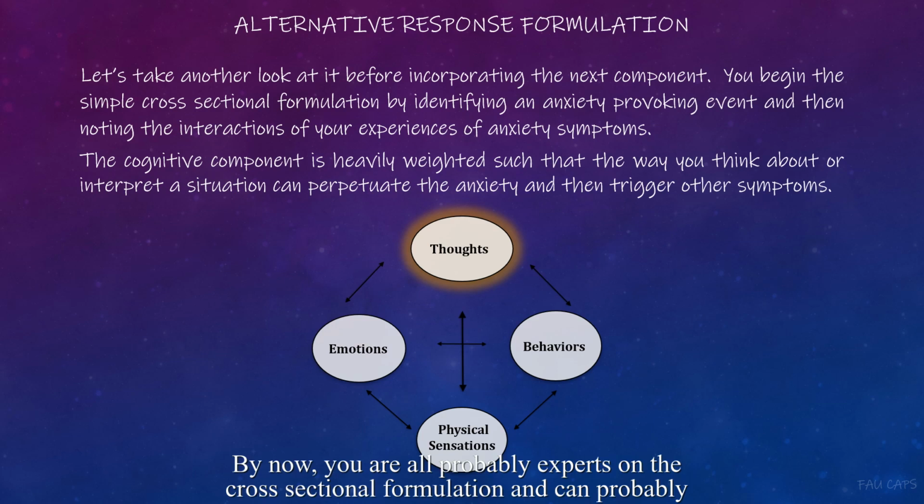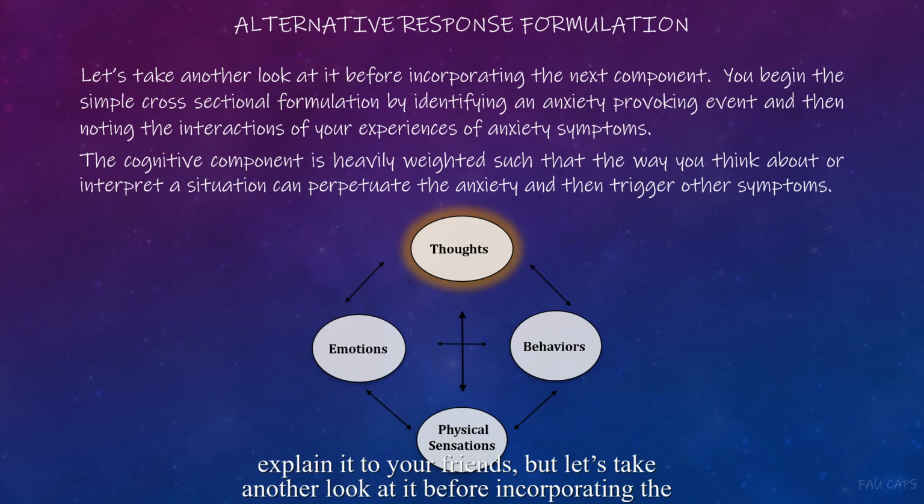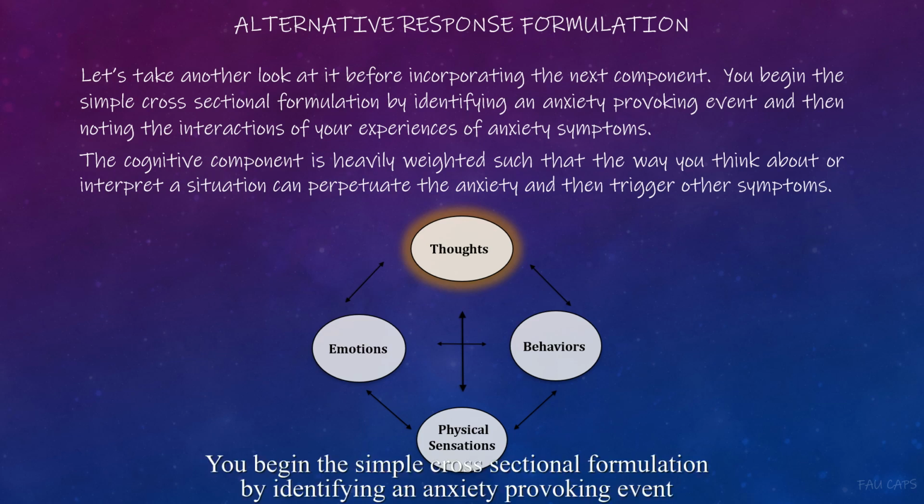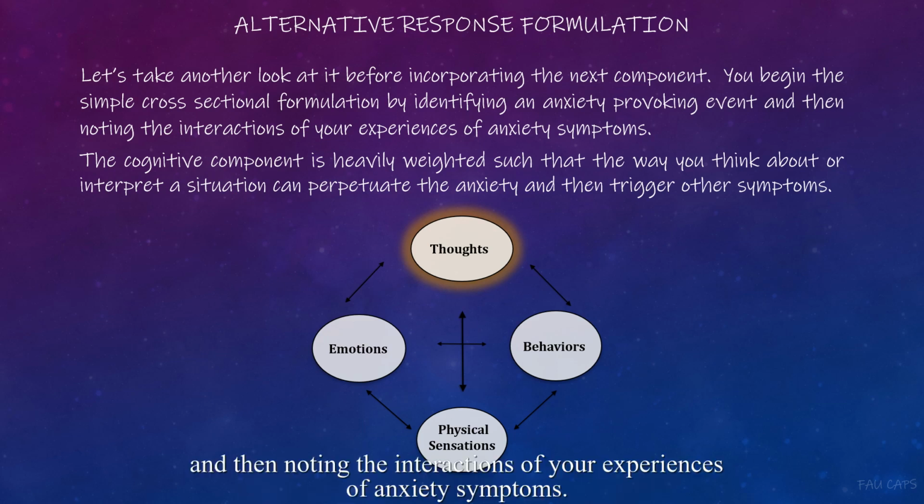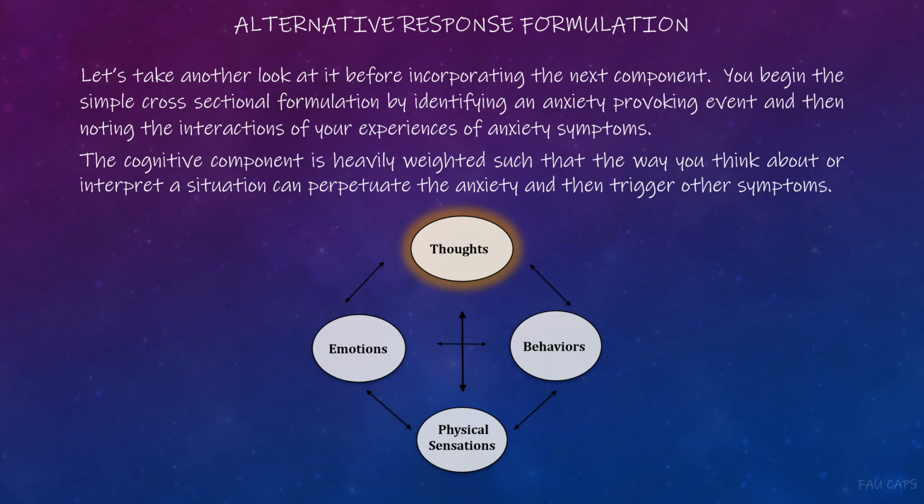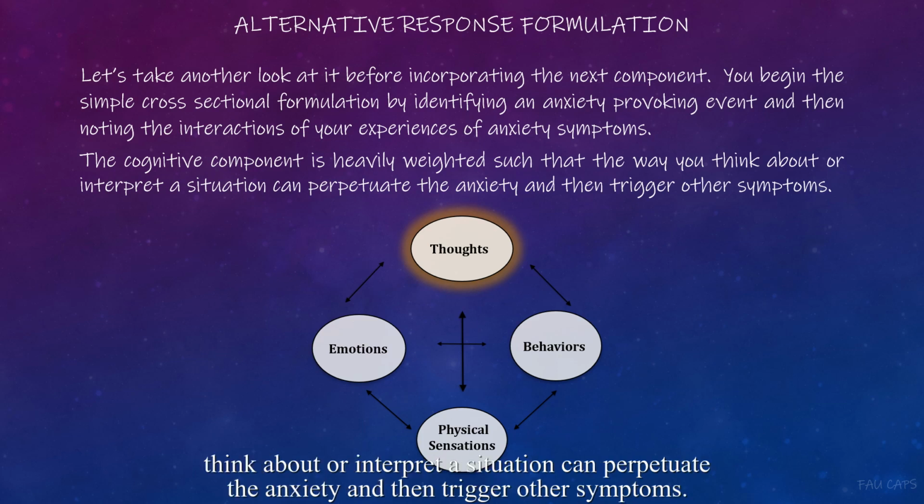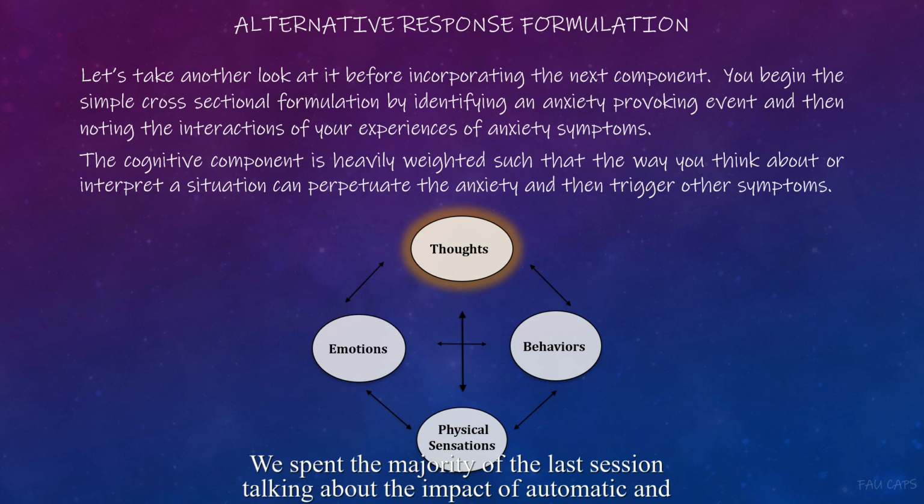By now you are all probably experts on the cross-sectional formulation and can probably explain it to your friends. But let's take another look at it before incorporating the next component. You begin the simple cross-sectional formulation by identifying an anxiety-provoking event and then noting the interactions of your experiences of anxiety symptoms. We have found that the cognitive component is heavily weighted, such that the way you think about or interpret a situation can perpetuate the anxiety and then trigger other symptoms. We spent the majority of the last session talking about the impact of automatic and unhelpful thoughts.